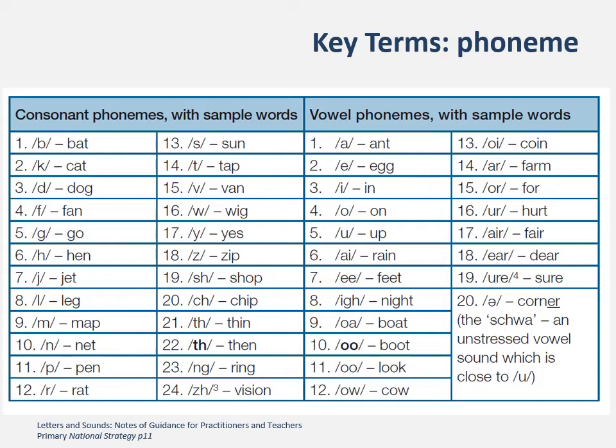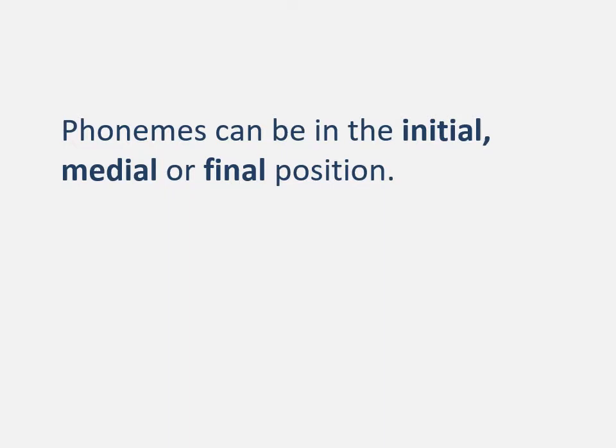So here are the vowel phonemes: A, E, I, O, U, ow, oi, ah, or, ear. And phonemes can be in the initial position, the first position, the medial position, or the final position.